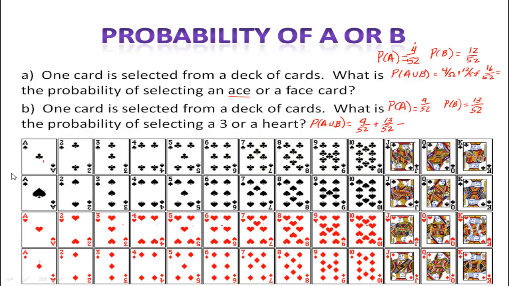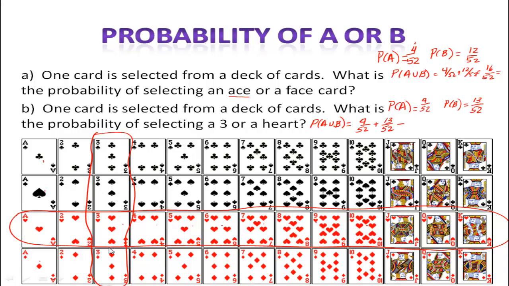Let's draw it here. Let's encircle all the 3 cards. Here are all the 3 cards. That's 4 of them. And if I encircle all of the hearts, here are all the hearts. And notice how I have a card that belongs to both groups. This is the intersection of both groups. One card intersects both groups, so I counted this card already when I counted my 3s.